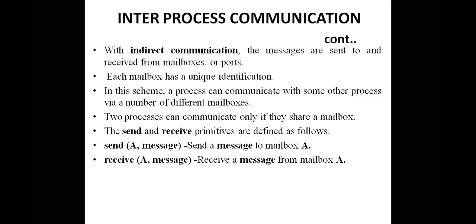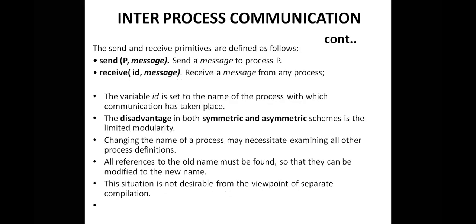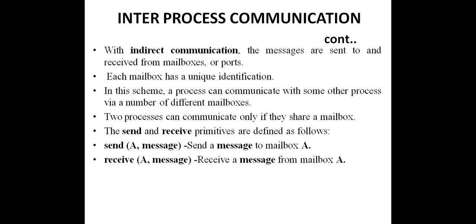In direct communication, you need to mention two things. The first one is send P comma message, receive Q comma message, that means send a message to P, receive a message from Q. And the next one, send a message to P and receive a message from any process. These are the two varieties in direct communication. In the case of indirect communication, the sender will send the message to the mailbox and the receiver will get the message from the mailbox. So there is no direct communication between the processes; the communication is possible through the mailbox. Because of that reason, it is called indirect communication.